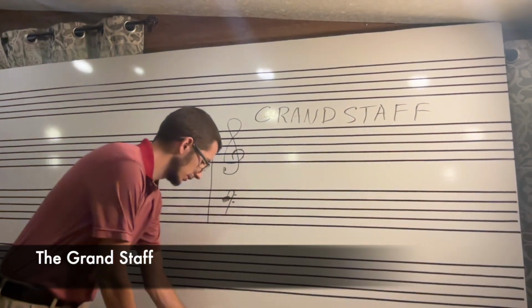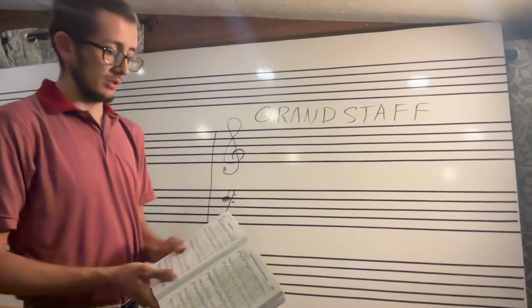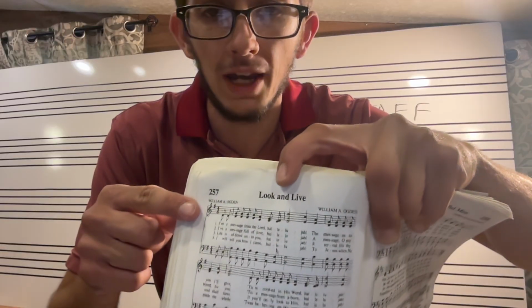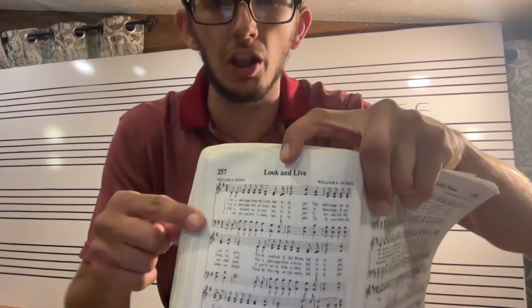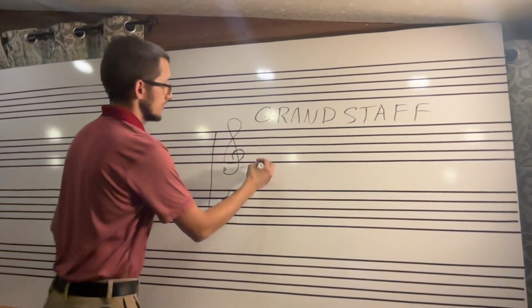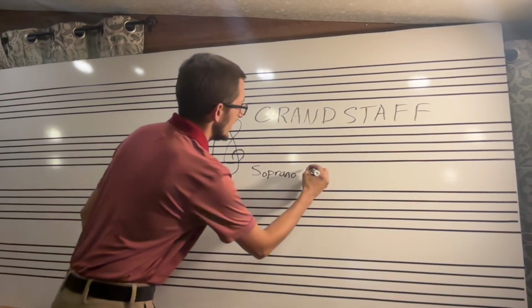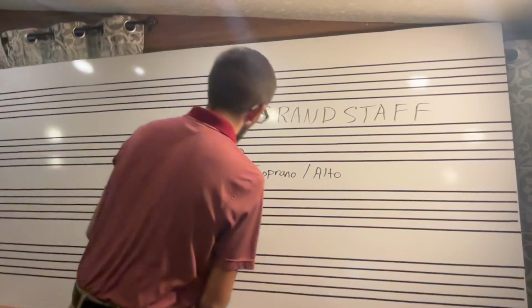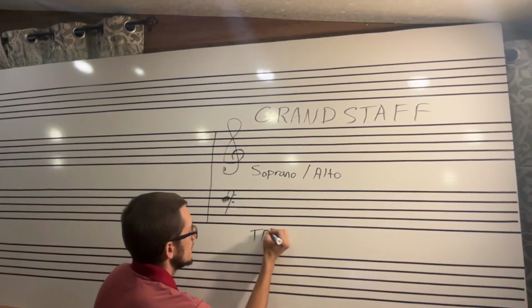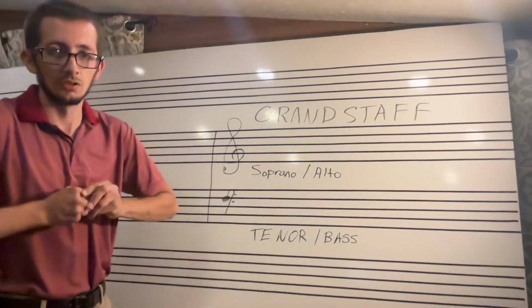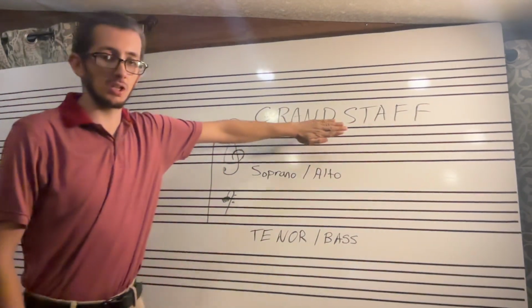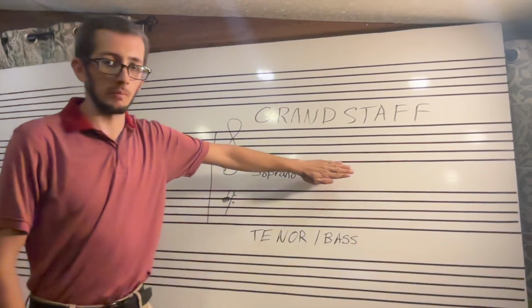And if you're reading a hymnal as a singer, the soprano and alto lines are going to be found on the treble clef right here, and the tenor and bass lines are going to be found on the bass clef down here. So the treble clef contains the soprano and alto lines. The bass clef contains the tenor and the bass lines. The soprano lines will be the upper notes in a piece of music, whereas the alto notes will be a lower note in the music.